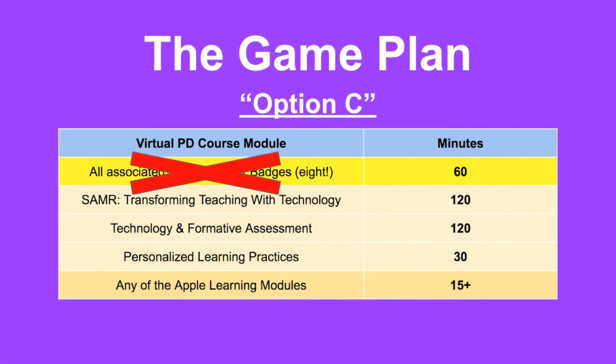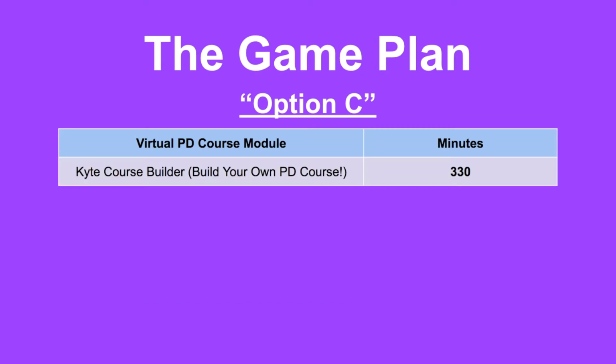The third and final option applies to folks who already have their Apple Teacher badges. If you've already earned them and you feel like you have expertise in these areas, then you have the opportunity to pursue option C. Option C is essentially the opportunity to build your own course on Kite Learning so as to share your expertise with your colleagues. It's pretty awesome.